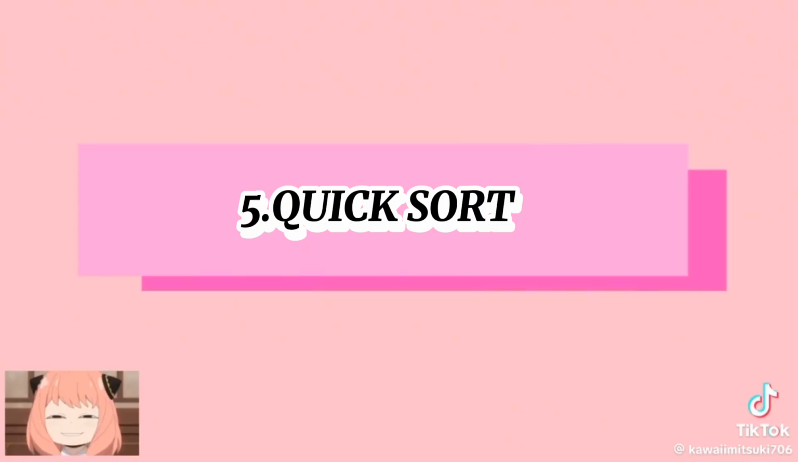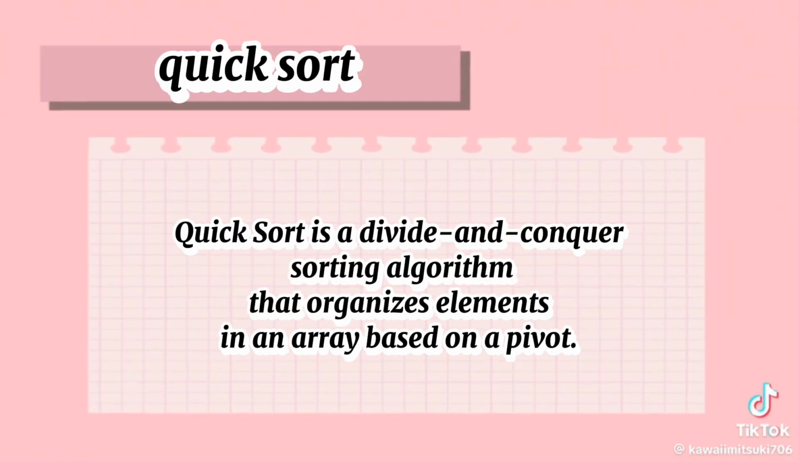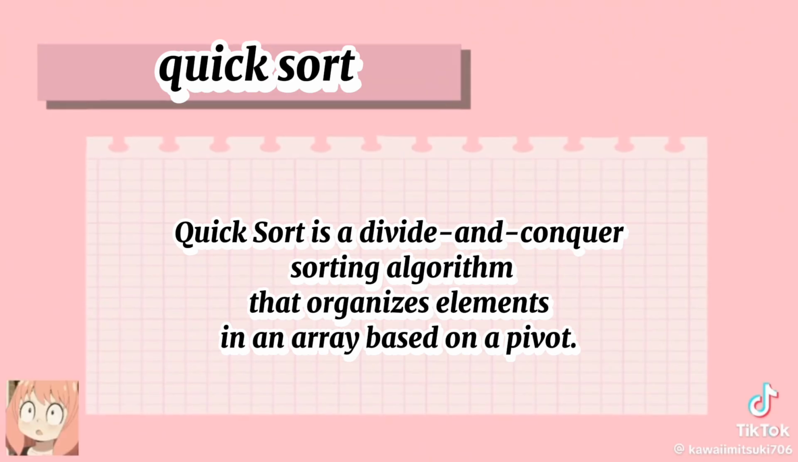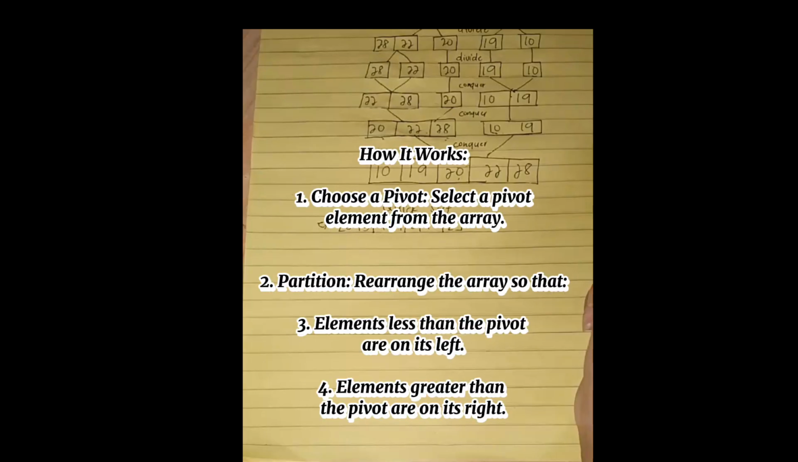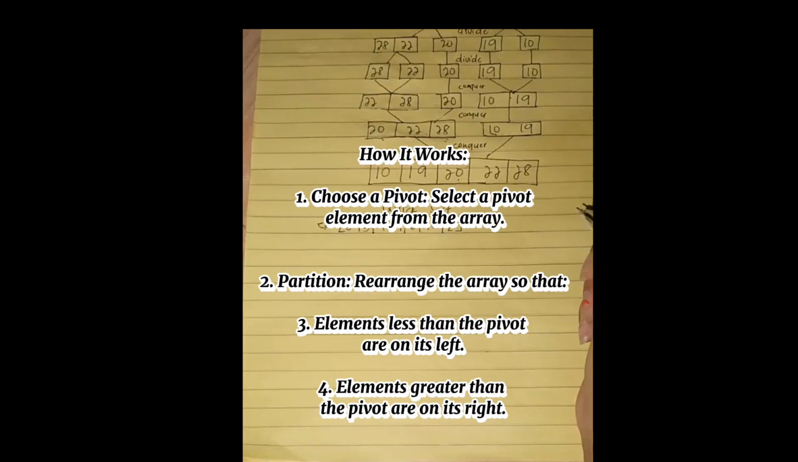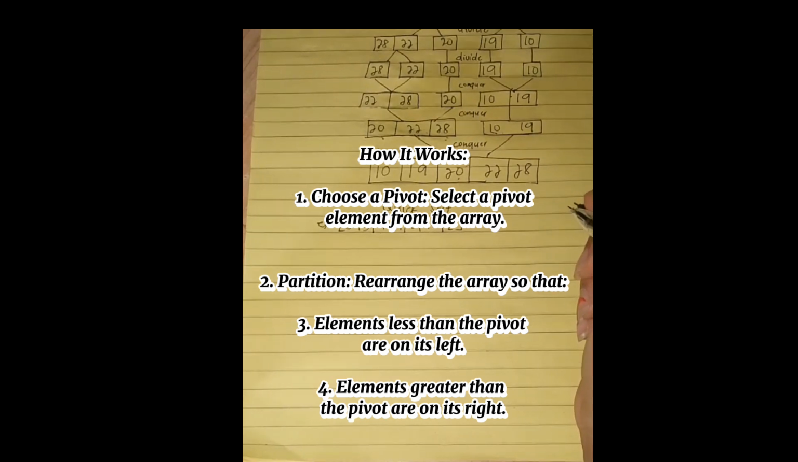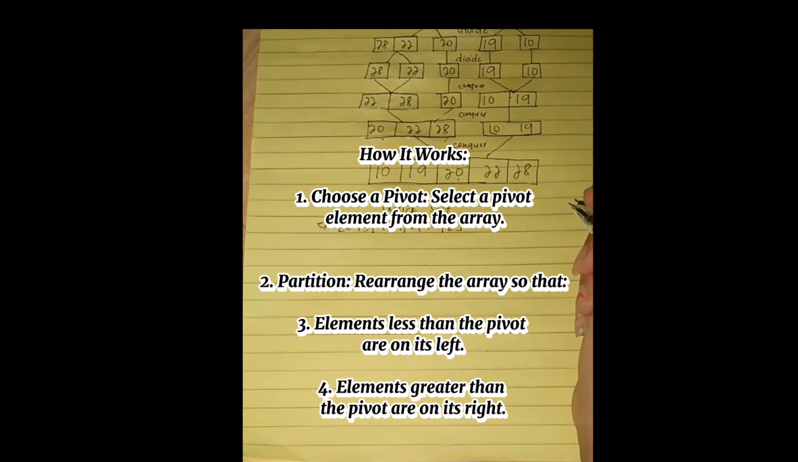5. Quick sort. Quick sort is a divide and conquer sorting algorithm that organizes elements in an array based on a pivot. How it works: 1. Choose a pivot. Select a pivot element from the array. 2. Partition. Rearrange the array so that: 3. Elements less than the pivot are on its left. 4. Elements greater than the pivot are on its right.